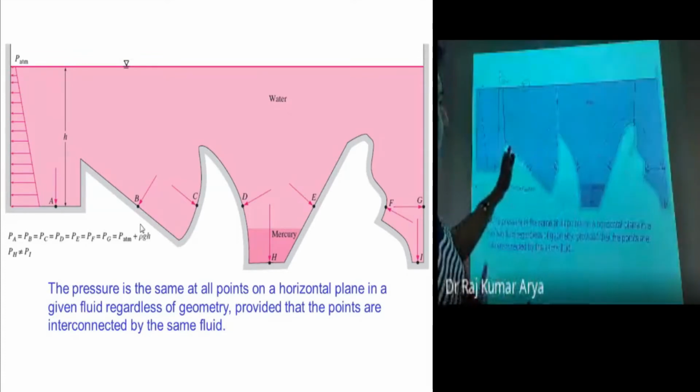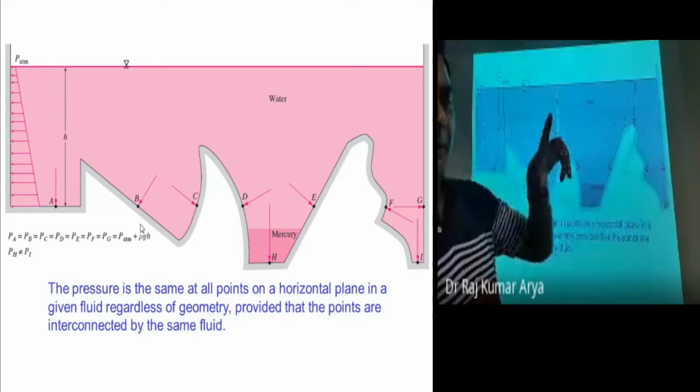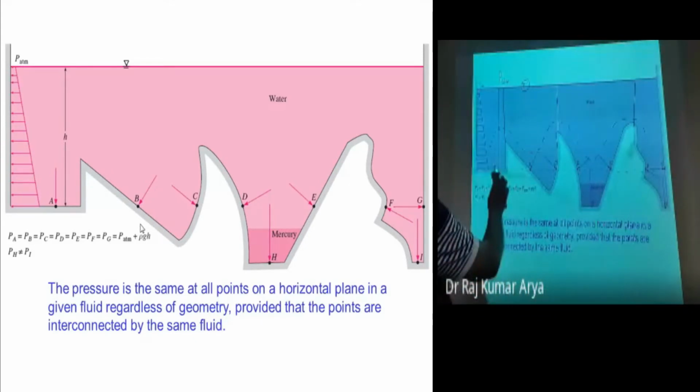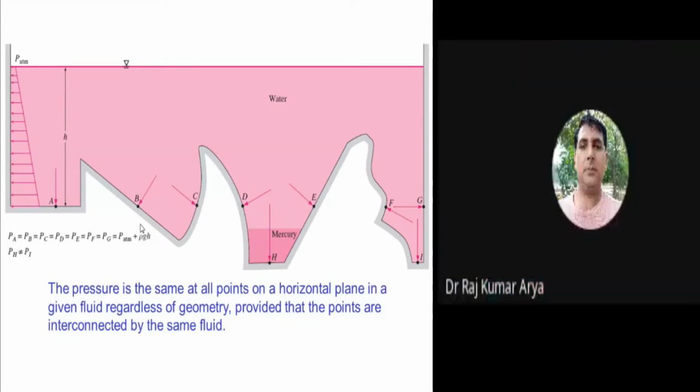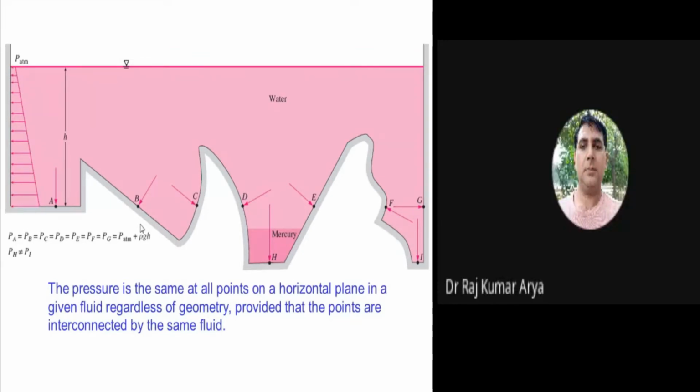So once the fluid is interconnected and the same fluid, then for points on a particular horizontal level you would have the same pressure only. Therefore, from here to here, we have one fluid, interconnected, so the pressure is the same.